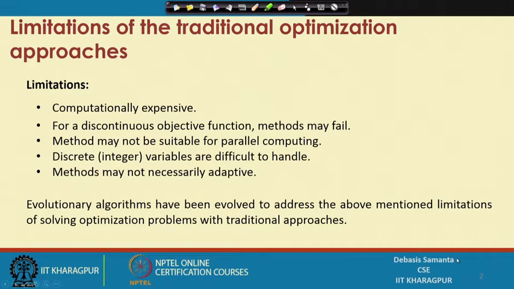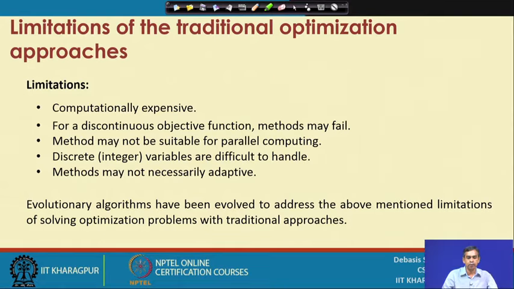That means we have to find the values of input parameters for which a function f should return an optimum value, minimum value or maximum value, and at the same time it should satisfy a number of constraints. So, this problem is no more a simple problem. Traditionally there are many methods available to solve this kind of optimization problem, but they have their own limitations.